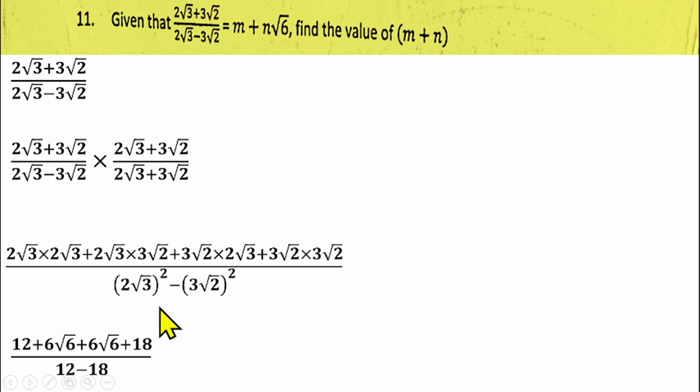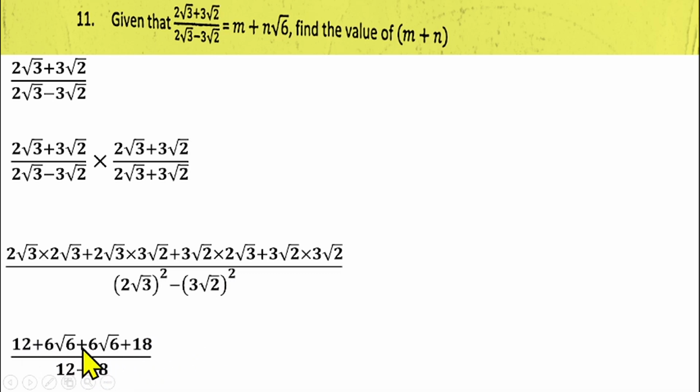That will give us a 12. The reason is, 2 surd 3 squared means 2 surd 3 times 2 surd 3. Then 2 times 2 gives us 4. Then surd 3 times surd 3 will give us a 3. 3 times 4 will give us this 12 here. Likewise here as well, (3 surd 2) squared will give us an 18, because this one means 3 surd 2 in 2 places. 3 times 3 will give us 9. So surd 2 times surd 2 will give us 2. 2 times 9 is 18.